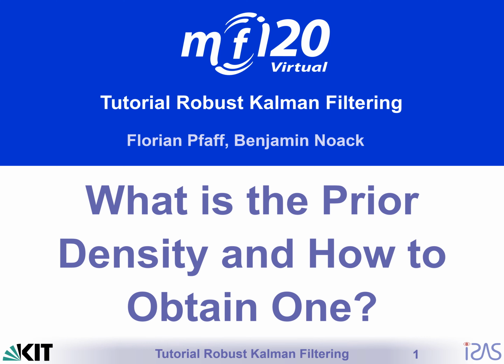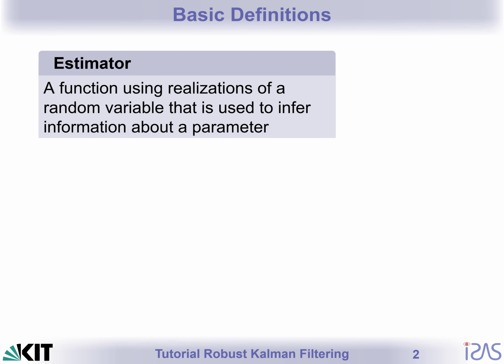So as we've seen, one of the key ingredients of a Bayesian estimator is the prior density. For this, we're going to talk about what is the prior density and how can we obtain such a prior density. So we'll start off with some basic definitions. First, what is an estimator?